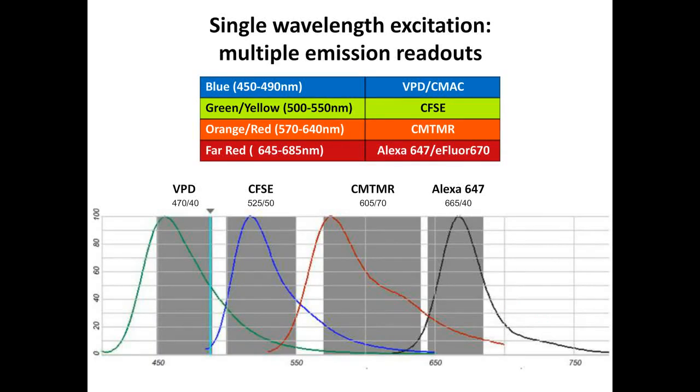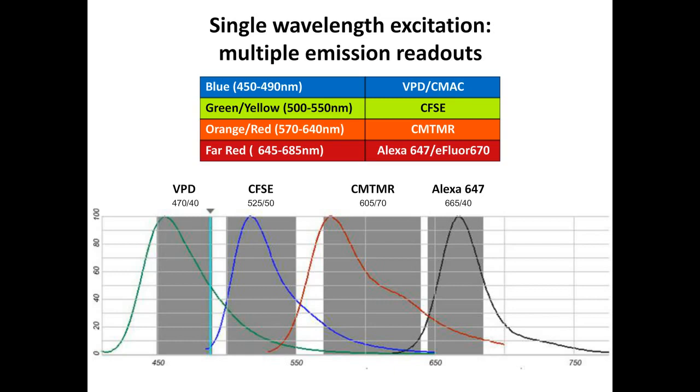And the nice advantage, as I mentioned, is that with a single excitation wavelength, you can excite multiple fluorophores. So we typically use 810 nanometers, where we can label up to 4 cell populations with different dyes. In the example shown here, we can use VPD for the blue-violet channel, CFSE for a green channel, CMTMR for an orange-red, and Alexa 647 for a far-red channel.